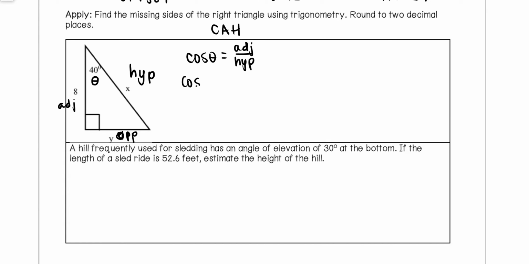The theta is our angle, so when you know it, you need to plug it in. We're going to say cosine of 40 equals your adjacent, which is 8, and your hypotenuse, which is x. And we just need to solve this for x.